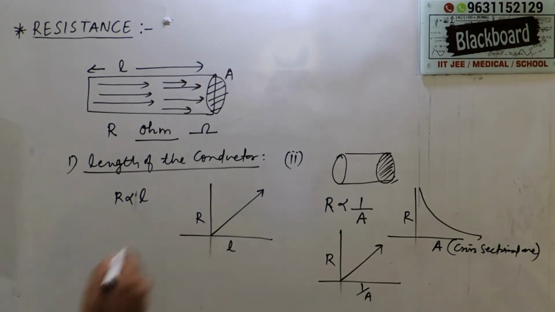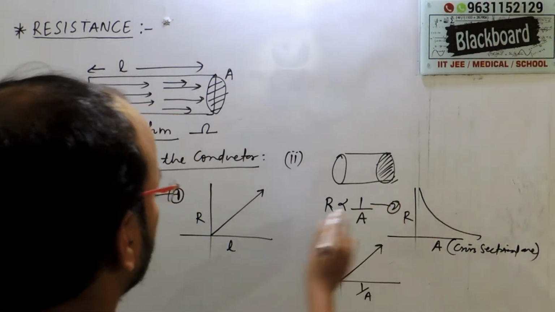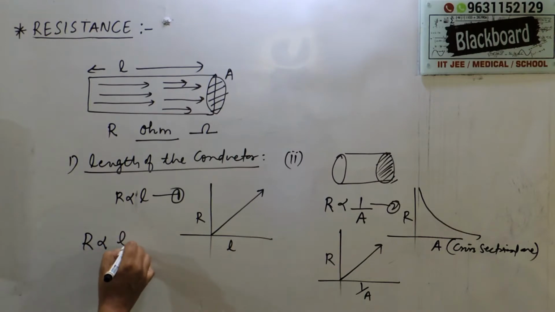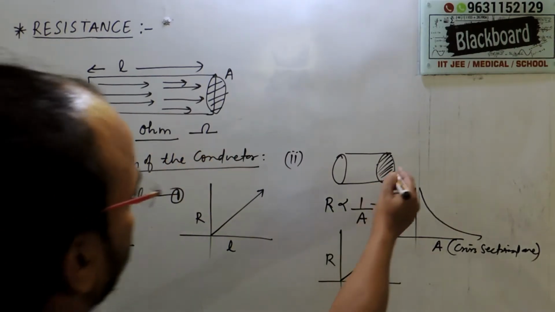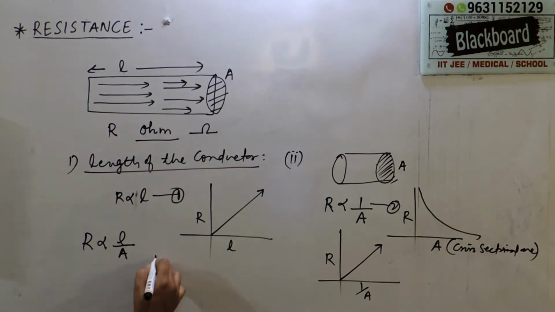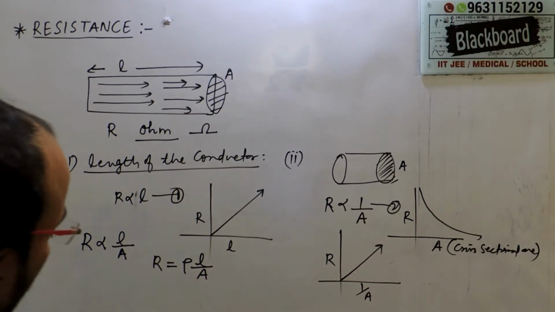This is equation 1 and this is your equation 2. Now combining these two results, you will get R is directly proportional to L by A, where L is the length of the conductor and A is the cross-sectional area. And after removing this proportionality, you will get R is equal to rho L by A. Here the symbol is pronounced rho. इसको हम लोग rho बोलते हैं.